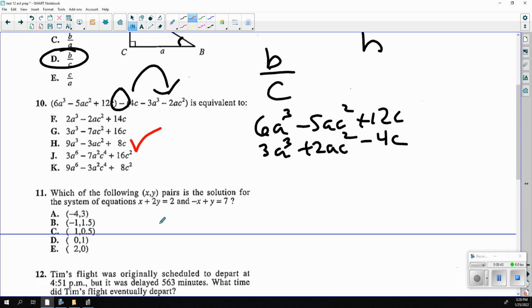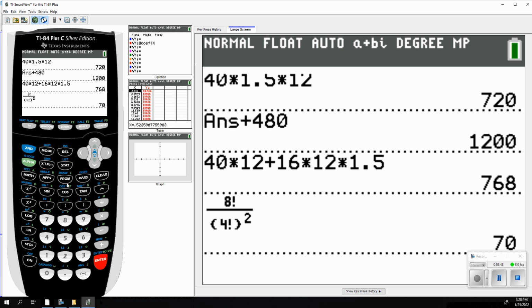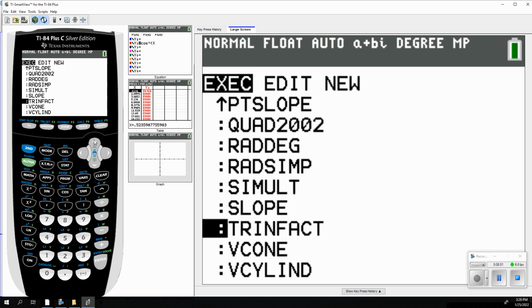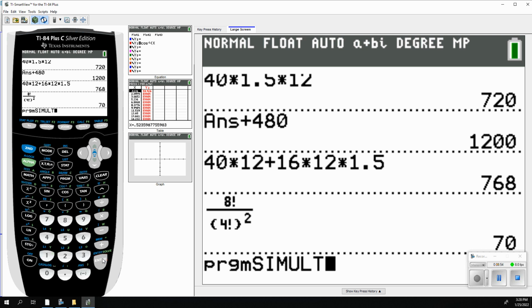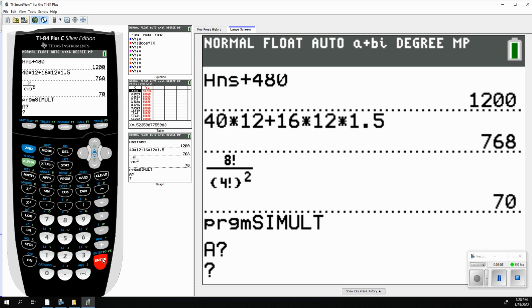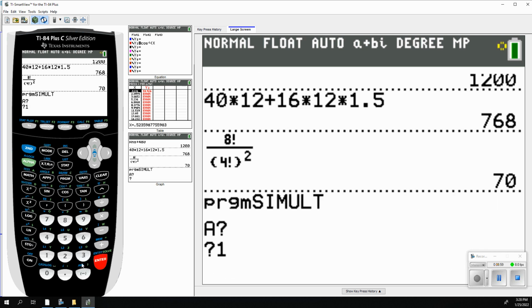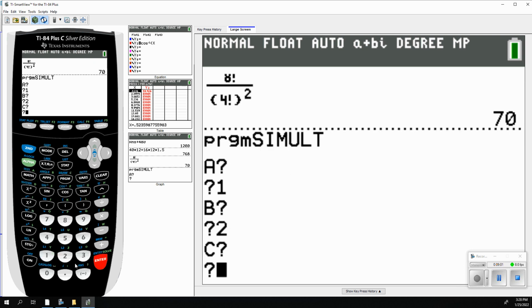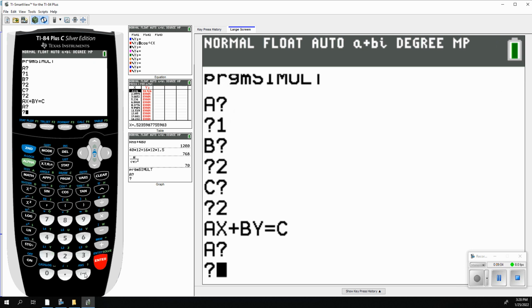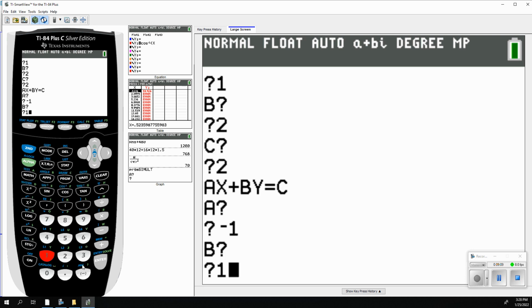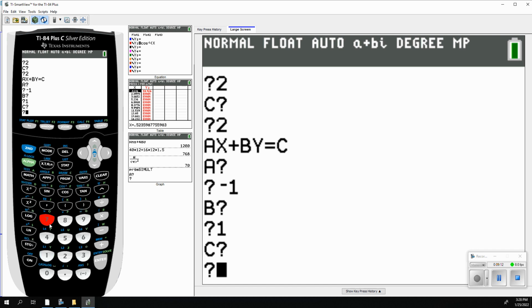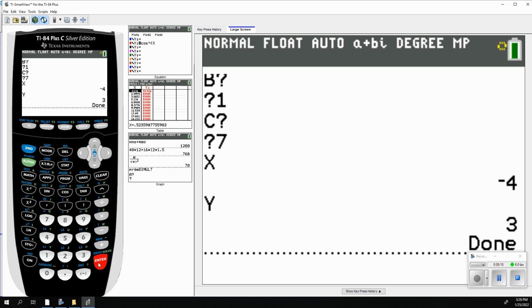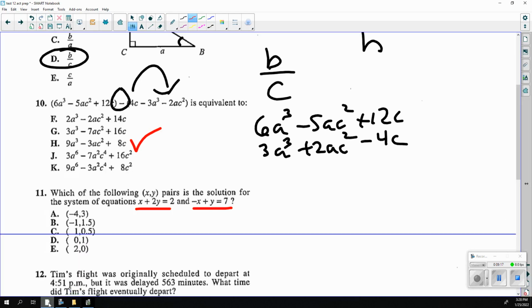11 is a classic simul. See it from our class? We're given 2 equations with 2 variables. Everyone loves the simultaneous program. You need only hit the coefficients 1, 2, and 2, -1, 1, and 7. That should give you the X and Y answer: -4, 3. Very cool program.